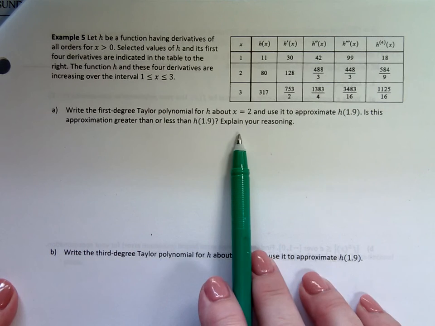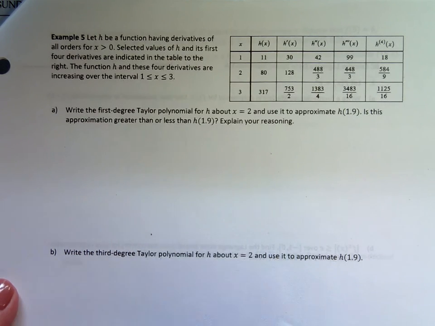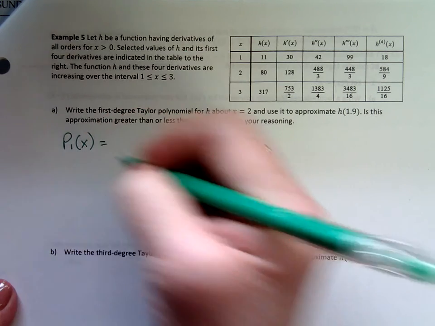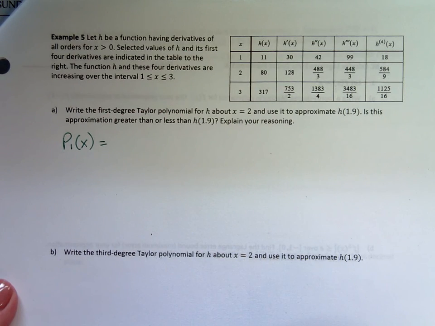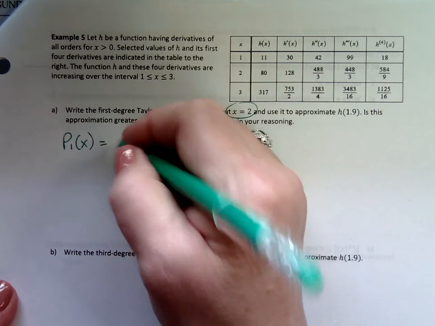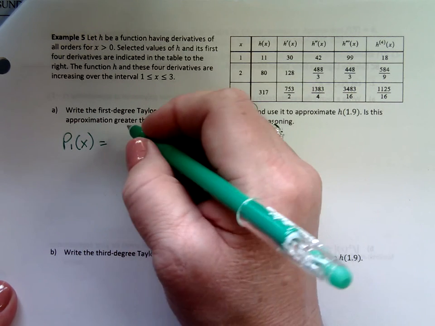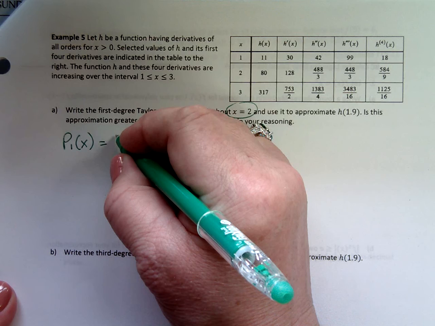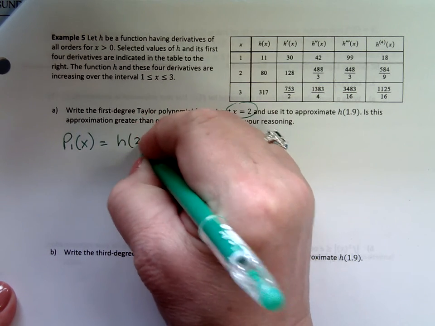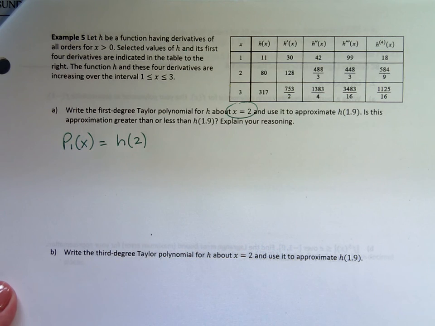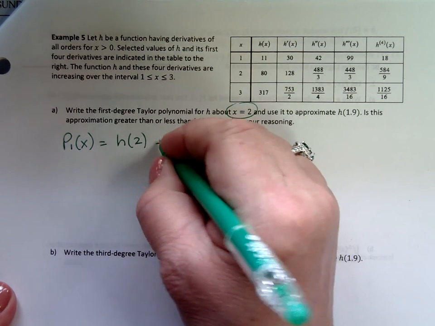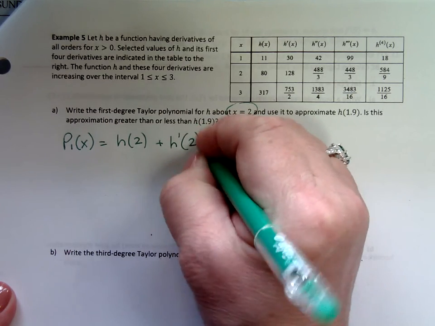So I want P1, a first degree polynomial about x equals 2. If I think about what this is, as far as these Taylor series go, the first term is going to be whatever h of 2 is. Normally it would be f of whatever, but this one's being called h. So it's whatever the first y value is, plus the first derivative at 2, times the center, x minus 2.